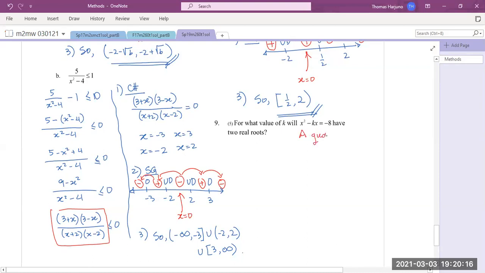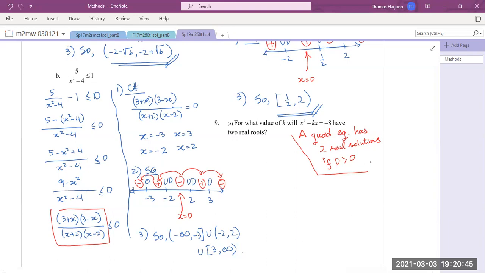A quadratic equation has two real solutions if the discriminant is positive. That's something we learn further into chapter 2. It has two real solutions, or two real roots, if the discriminant is positive. I think I covered that when we did solving equations in 1.4. Right?